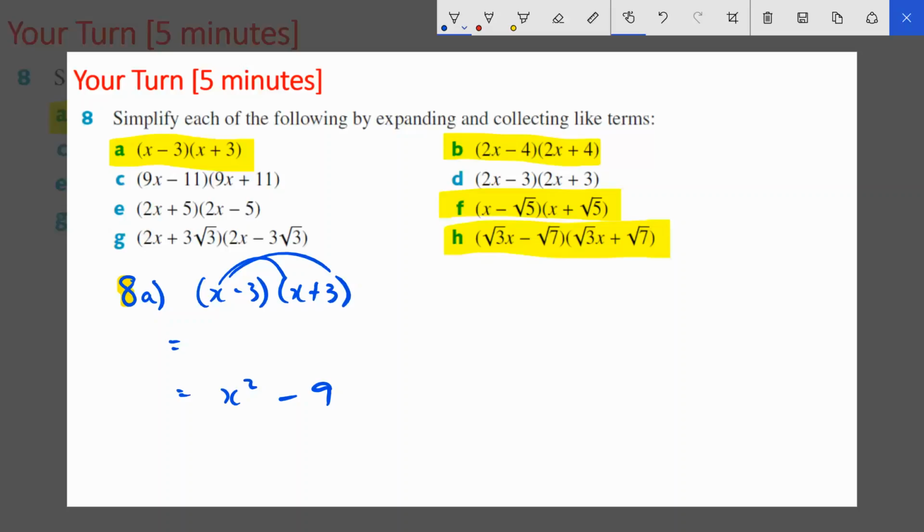All right, it's about 5 minutes. I'm more interested in H. You can check the, actually, I'll do F as well. That should have gave you x squared minus 5, and this should be 3x squared minus 7.